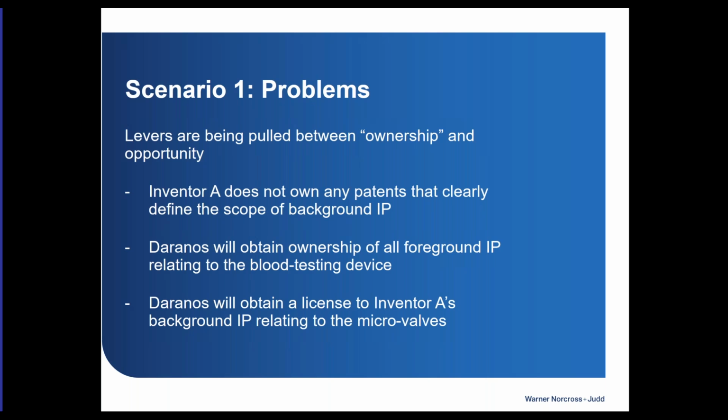And Theranos will also obtain a license to inventor A's background IP relating to the microvalves. The license to background IP is quite broad. It may relate to technology, although it's microvalves, that Theranos is not interested in commercializing, and that inventor A is not willing to give to Theranos.